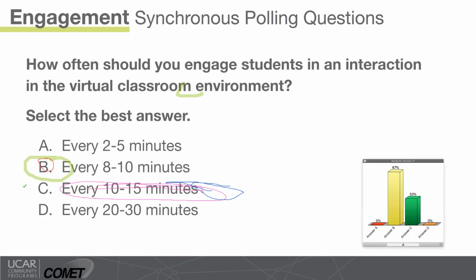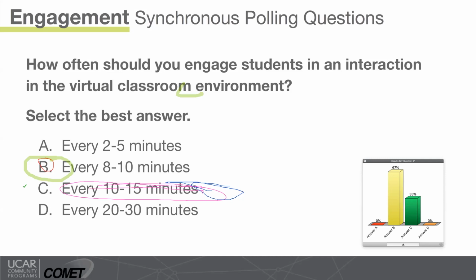All right, let's see. So folks are converging around answer B and answer C. So for those of you that selected answer B, could one of you please share your reasoning for selecting interaction with the learners every 8 to 10 minutes? And again, you can type it in the chat, or you can unmute yourself by clicking on the microphone icon in the lower left.